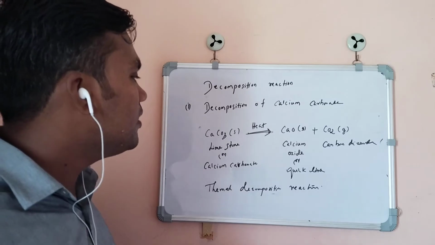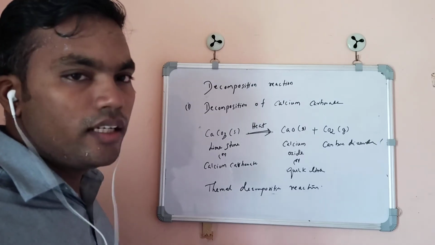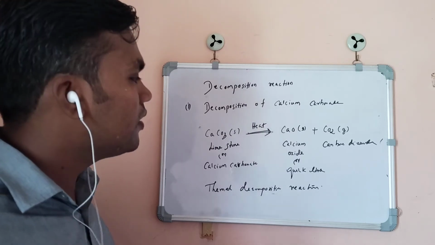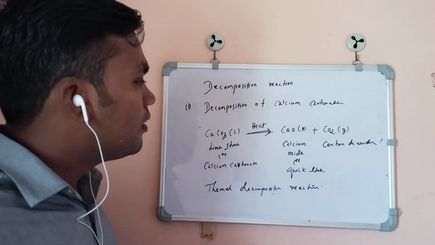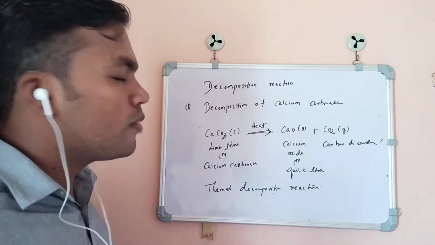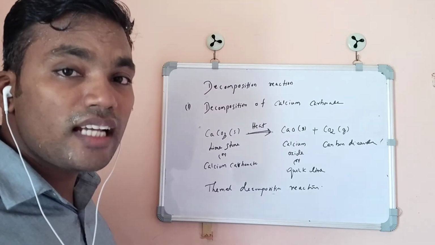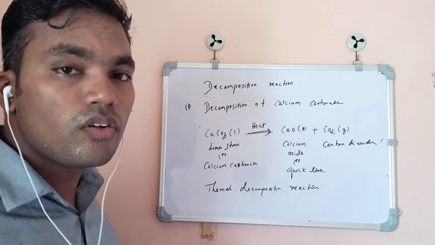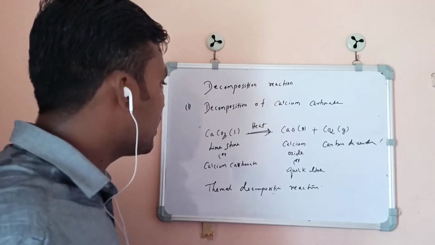When you heat this calcium carbonate under heat conditions, what is the product here? The first one is calcium oxide or quicklime. The other product is carbon dioxide. If the reaction is performed under heat conditions, that type of reaction is called or known as a thermal decomposition reaction.